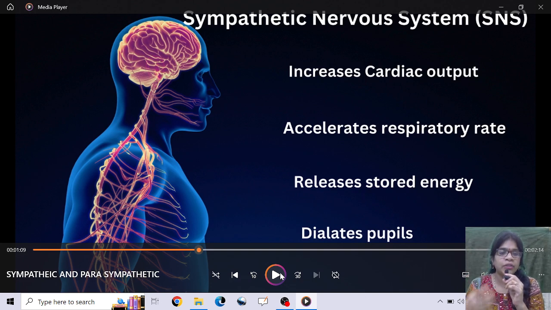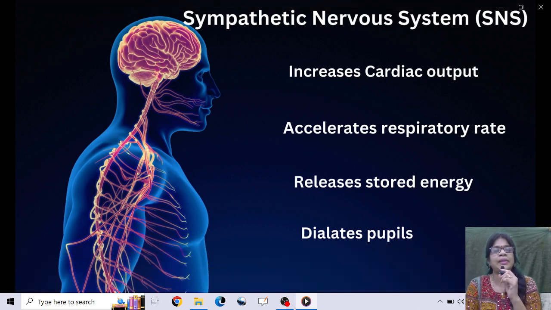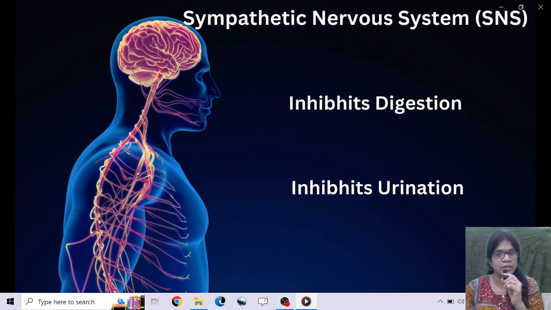Okay, and whatever energy was stored in your liver and all, it would be giving out. So that is how the sympathetic nervous system would be activated during your stress conditions, or during your physical activity, or during danger situations which are not normal, right? And this is how the sympathetic nervous system works. So I told you it increases your heartbeat automatically. In the same way, the respiratory rate is also accelerated more in the sympathetic nervous system.